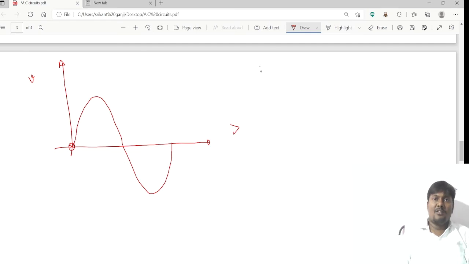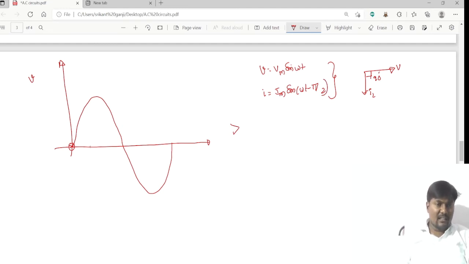So why? Because V is equal to V max sin omega t, and I is equal to I max sin of omega t minus pi by 2. So the angle between the voltage and the inductive current is 90 degrees, and that too, current is lagging. Inductive current is always lagging. 0, 90 degrees, 180, 270 and 360 degrees.